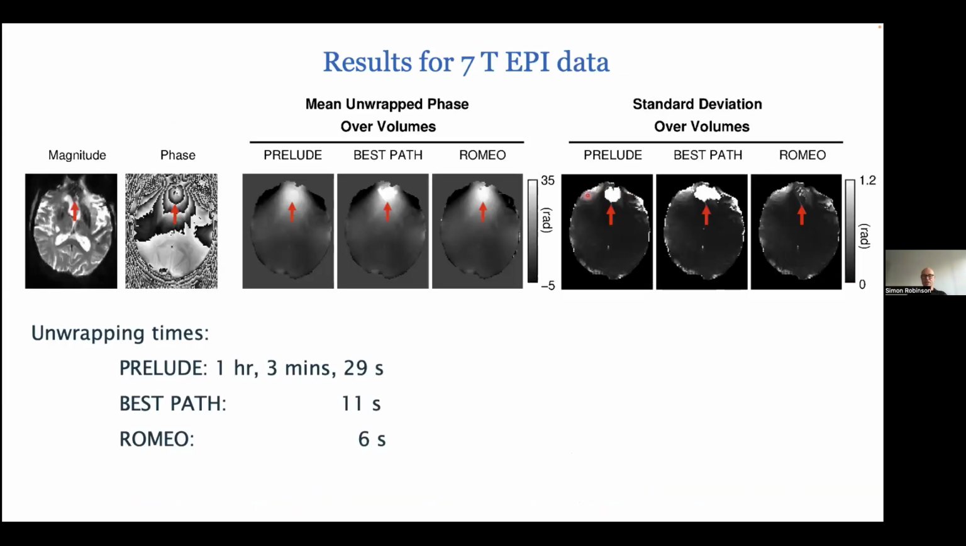So we've tested this obviously on high resolution gradient echo data, but we'll show the results here for EPI data because that's what will turn out to be crucial for us. And you can see that it's not only a lot faster than Prelude, a bit faster than Best Path, but also the variation over time is a lot lower, which is a good measure for the quality of the unwrapping. So we've got a lot smaller standard deviations there.